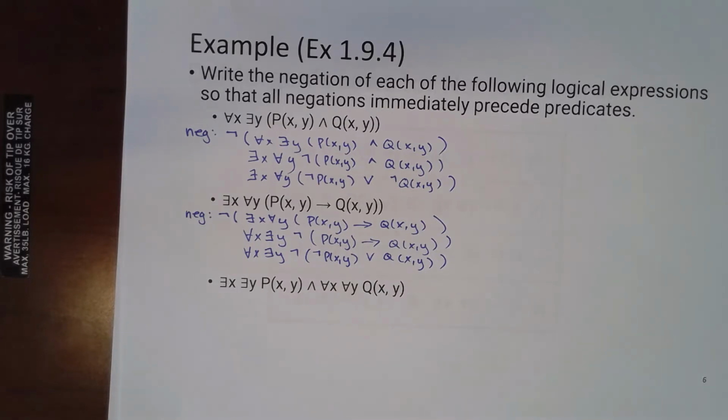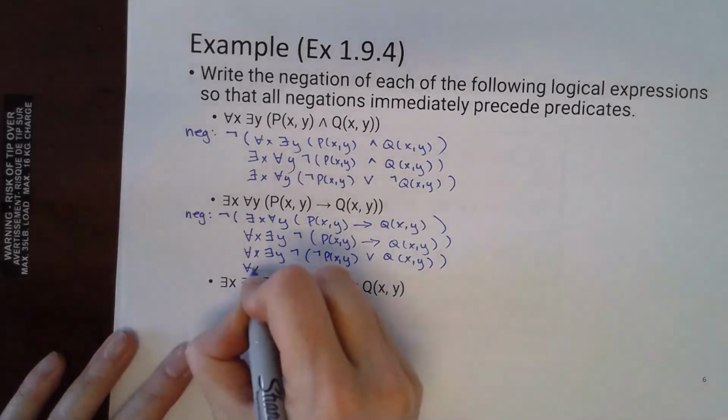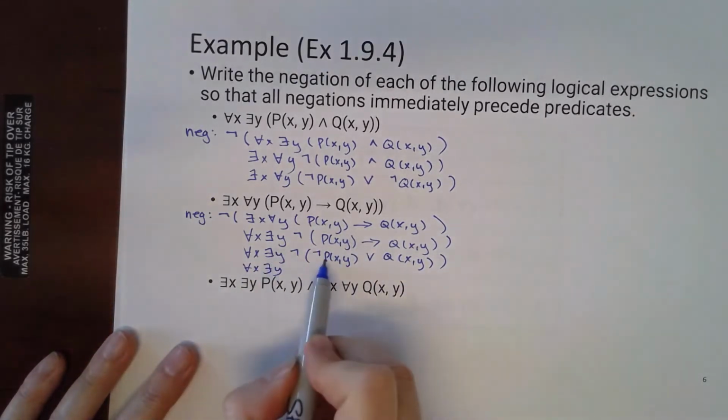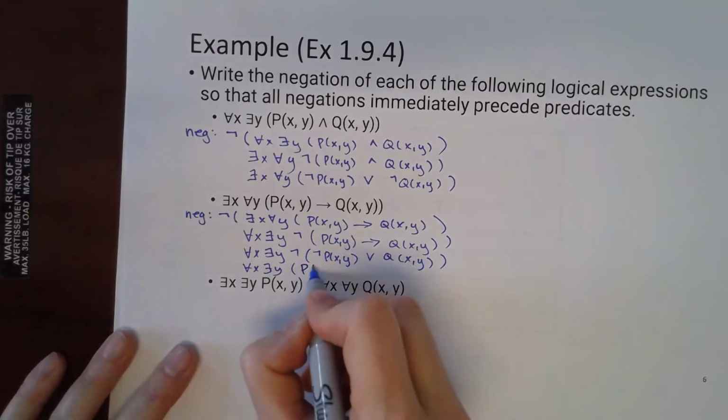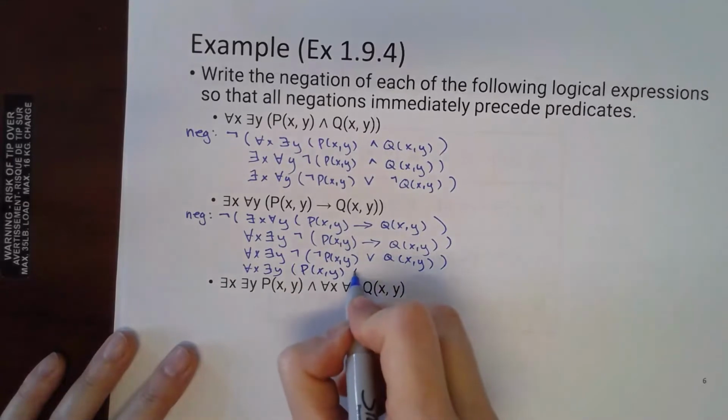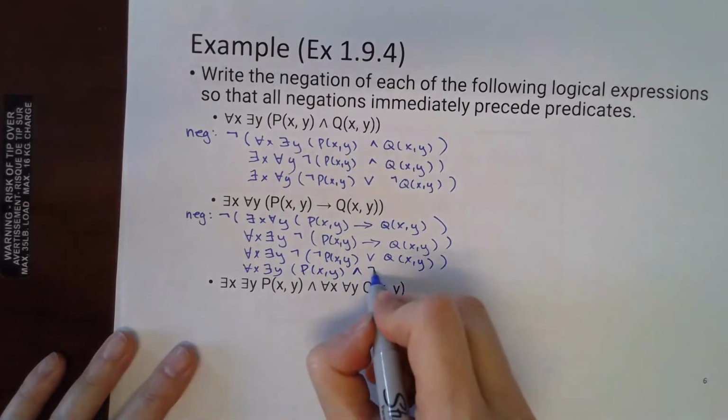Okay, so now that we've written it as an or instead of an implication, now we can use De Morgan's law. So when I move the not in there, I've got to do not the first one, so that'll just turn into P of X, Y. The disjunction is going to turn into a conjunction, and we've got a not on the second one.